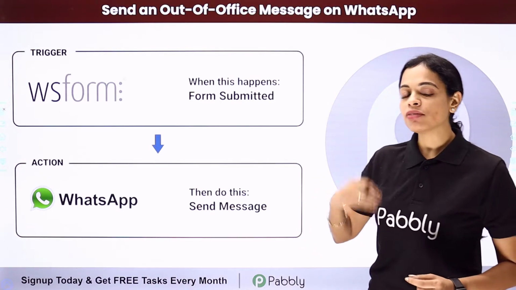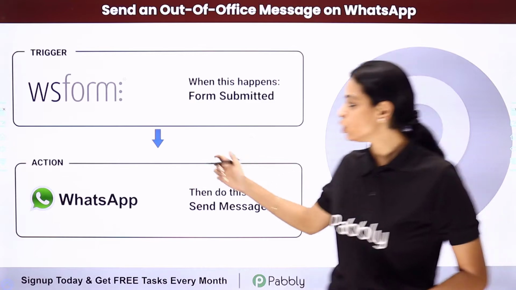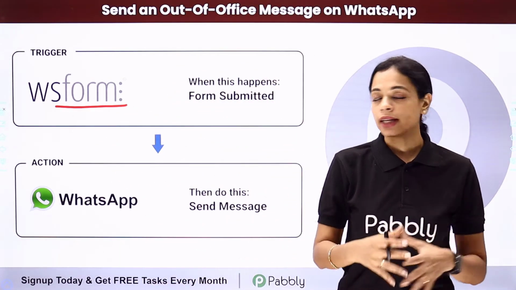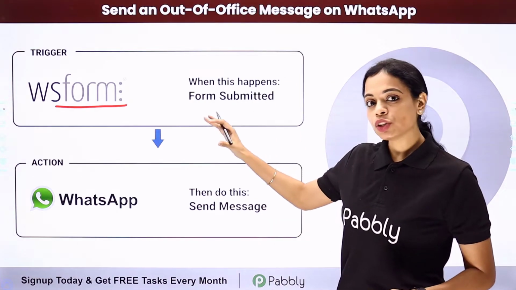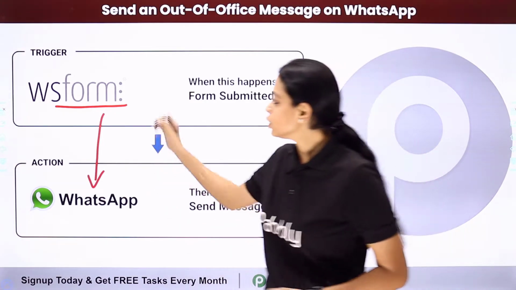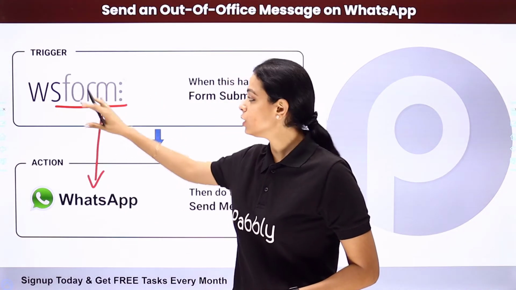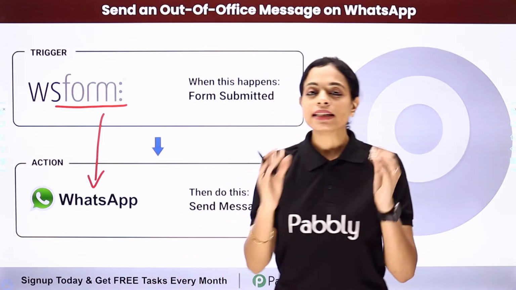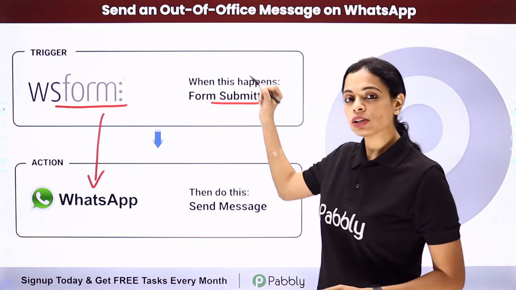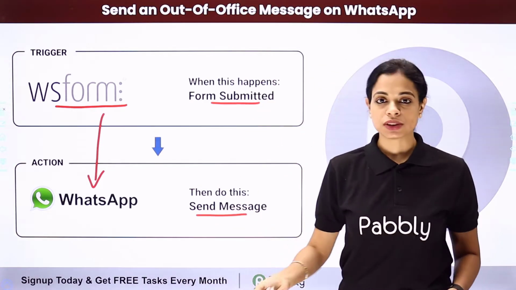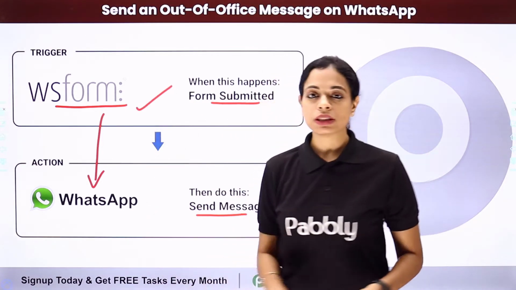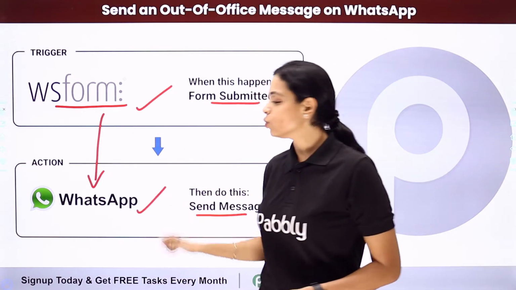Let's say that you have received a query through a form submission and you are using WS Form, which is a WordPress form plugin. Automatically, a WhatsApp message should be sent. To automate this, you need some integration between WS Form and WhatsApp, and the same can be done using Pabbly Connect software. Every time a form is submitted, automatically a message would be sent to the person saying that you would be contacted soon. Here your trigger application would be WS Form and your action application would be WhatsApp.